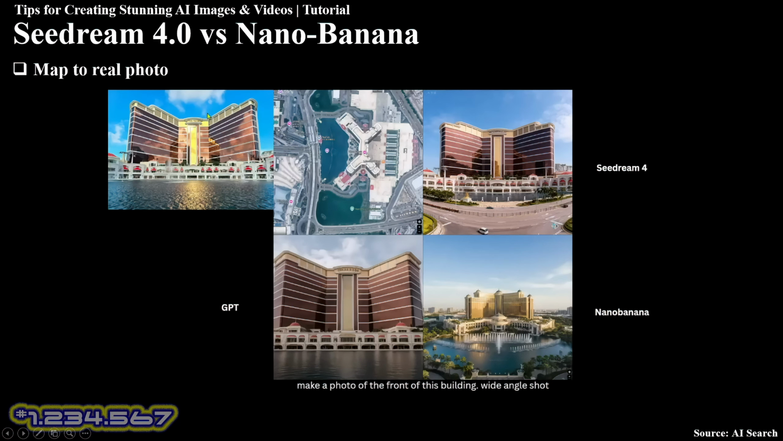Map to real photo. So if you see here, we have a building, we have the Google Maps. So here is the generation. Make a photo of the front of the building, wide angle shot. So you look at this, we have the road, we have the lake, and we have the building, and that's what Seedream can generate. GPT generates a very different building, okay? And then Nano-Banana is also changing in this. So maybe in this example, Seedream is still the winner. But the others cannot show the road that you can see here. This is pretty good with the Seedream.